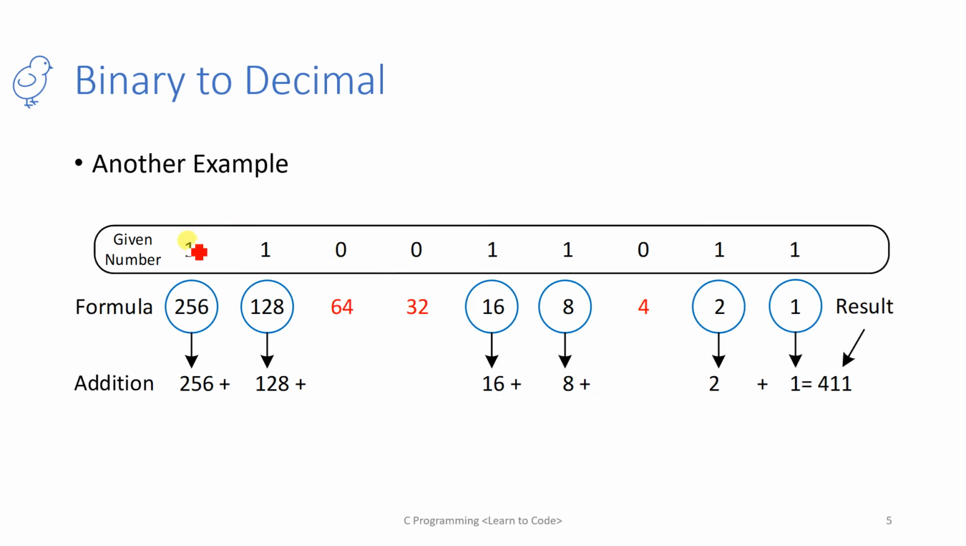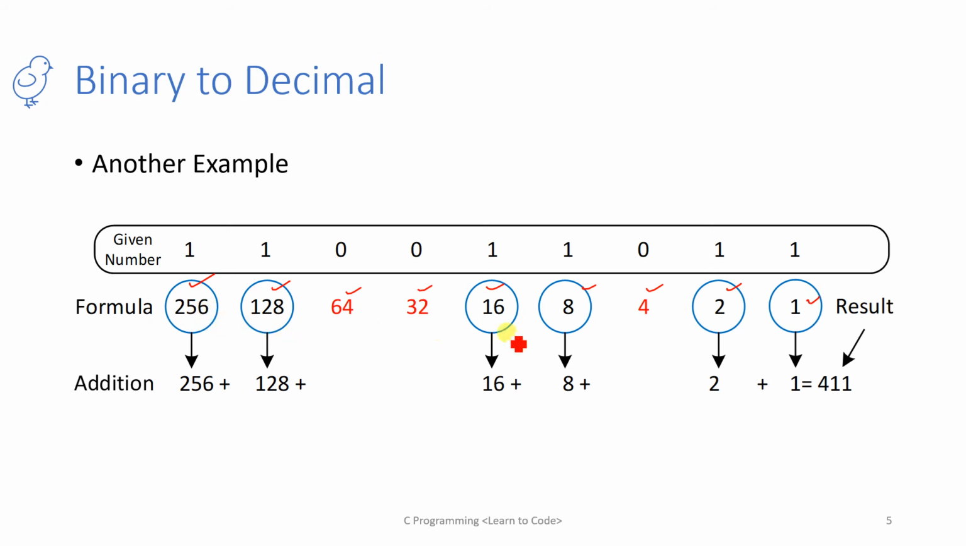Let us take another example to make it clearer. Here I have taken a bigger example, so that the given number is 110011011. This is a bigger number I have taken to help you understand more. Then what is the formula? 1, 2, 4, 8, 16, 32, 64, 128, 256, like that. I will stop here because there are no more digits available for the given number.